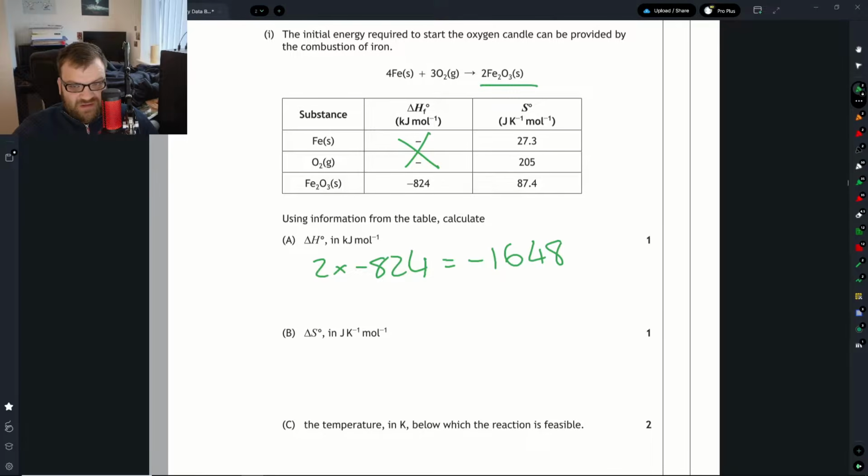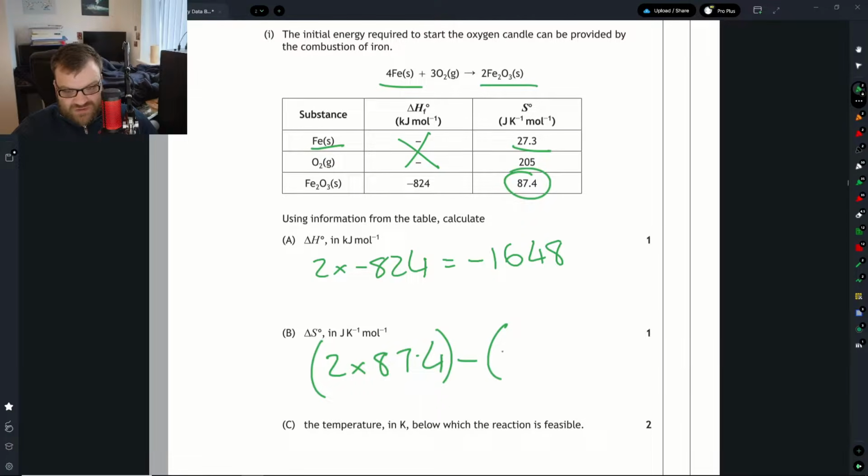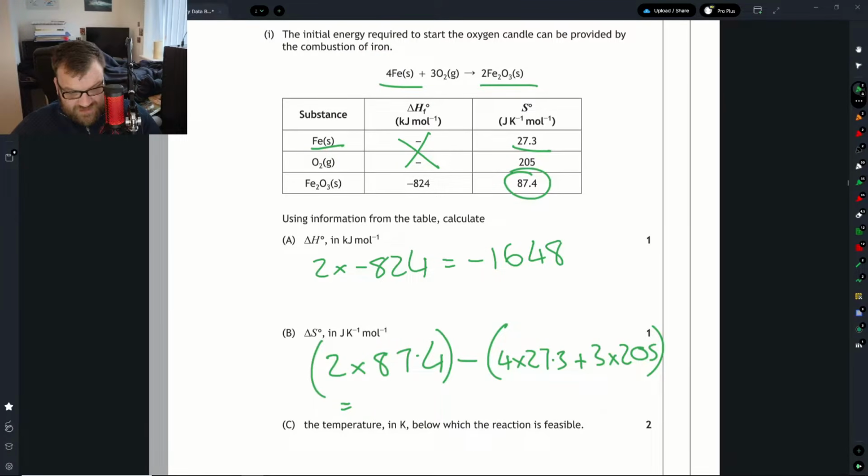Next up, we're doing it for delta S. We again are looking at our product, so we are dealing again with 2 times 87.4. However, we now need to take away, we've got 4 ions. It's going to be 4 times 27.3 plus 3 oxygen, so 3 times 205. I'm going to let my calculator do all the heavy lifting. That gives me an answer of minus 549.4 joules per Kelvin per mole.